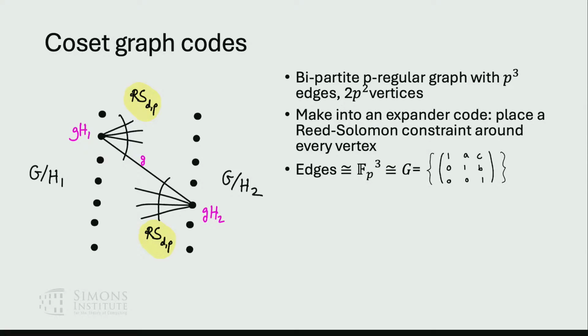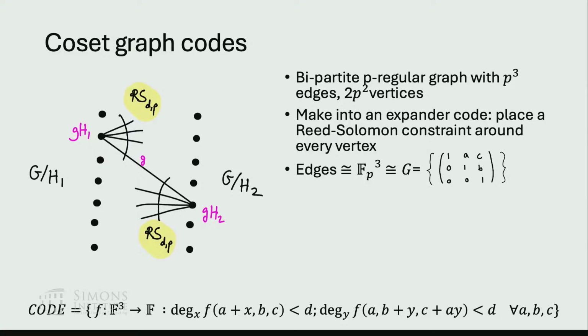It naturally maps to F to the 3. Oh, and the code, it's written down here. It's all functions on F to the 3, functions on ABC, so that these two constraints happen. So if I look into the definition and unravel what it means to be in a coset of H1, I get this definition: for every B, C, when you range over this field element, the degree should be less than D.